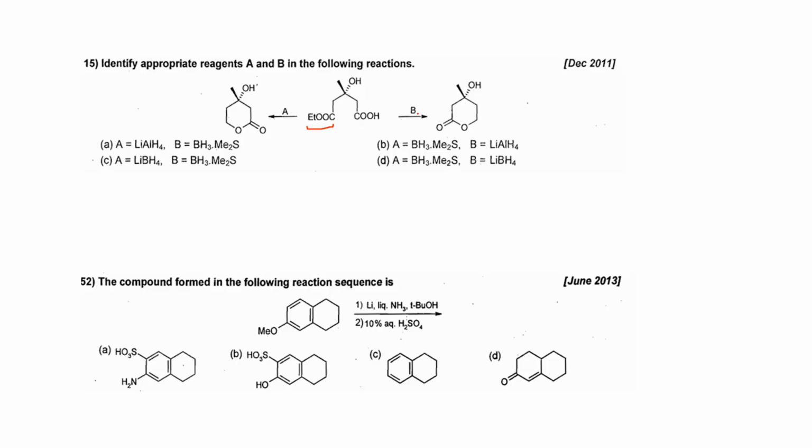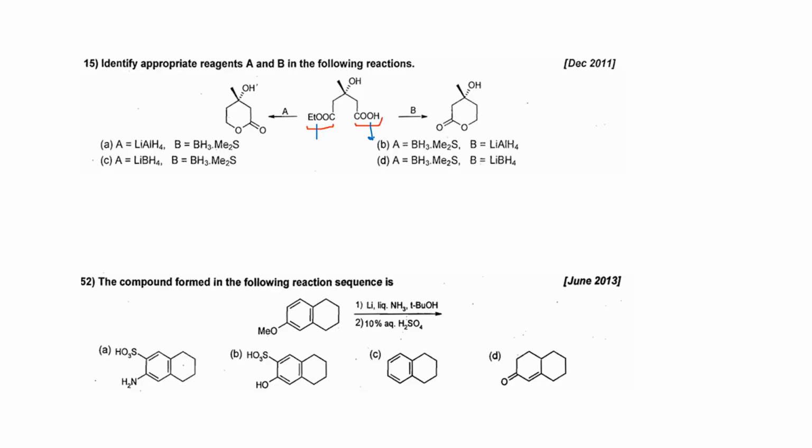In case of lactone ring. In case of B, see there is a carbonyl group but there is no such carbonyl group. That means this acid group will be reduced here and attack this ester group and form this lactone ring. So that means in case of A, we have to specifically reduce this ester group, or in case of B, we have to specifically reduce this acid group.